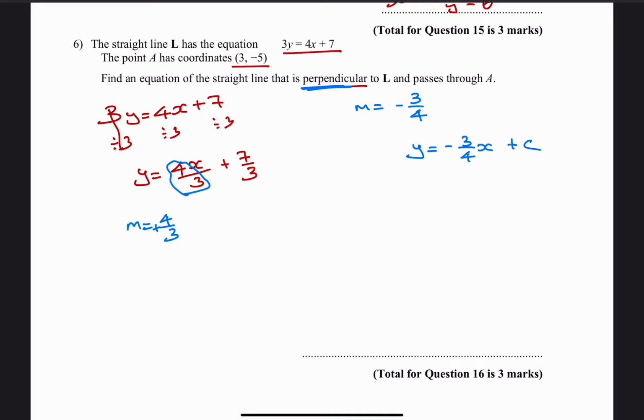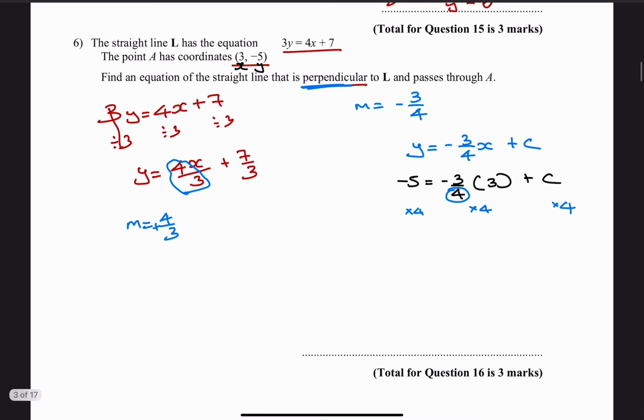Let's substitute the coordinate. This is my x coordinate and this is my y coordinate. y is minus 5 equals minus 3 over 4, x is 3, plus c. Can you see the denominator here? 4. Times everything by that 4. What do we get? Minus 5 times 4 is minus 20 equals, this 4 and this 4 go away, minus 3 times 3 is minus 9, plus c times 4 is 4c. 4c is minus 20 plus 9, which is minus 11. c is minus 11 over 4.